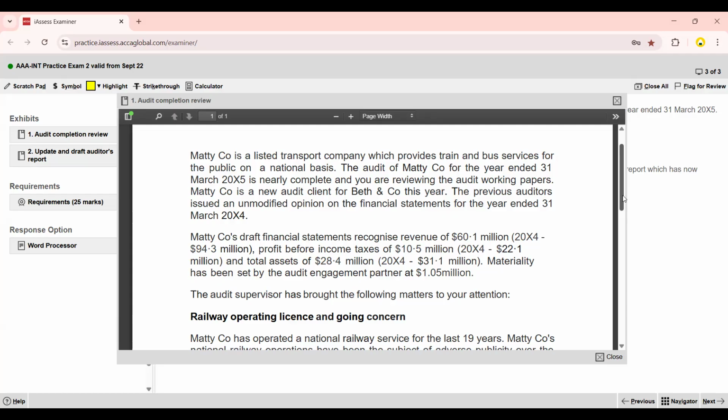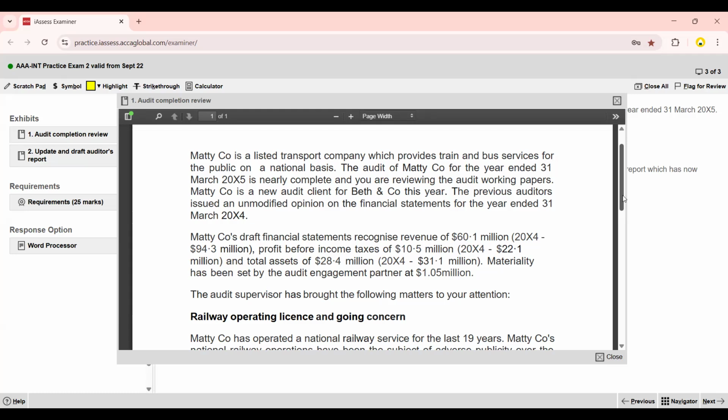Why are these things given by the examiner? Just a minute, I will explain each and everything to you. It is a new audit client for Beth and Company this year. The previous auditors issued an unmodified opinion on the financial statements for the year ended 31st March 2004. Last year's audit was done by another audit firm and they issued an unmodified, meaning clean, opinion. Matty Company's draft financial statements recognized revenue of $60.1 million, profit before income taxes of $10.5 million, and total assets of $28.4 million. Materiality has been set by the audit engagement partner at 1.05.